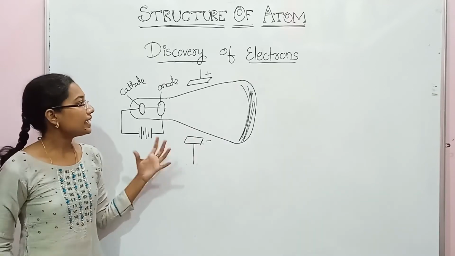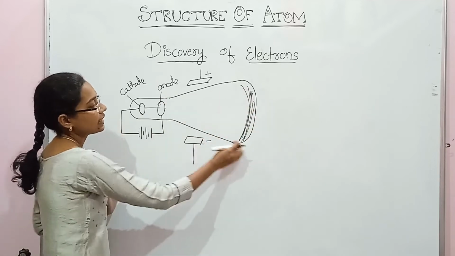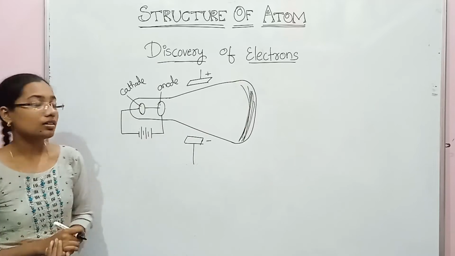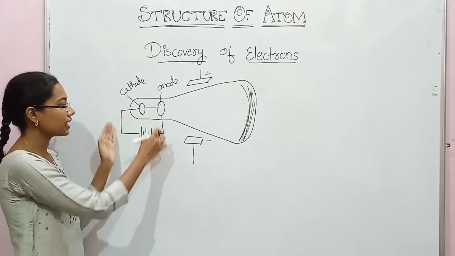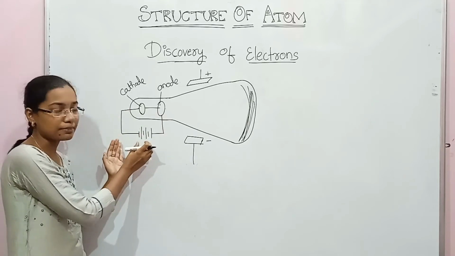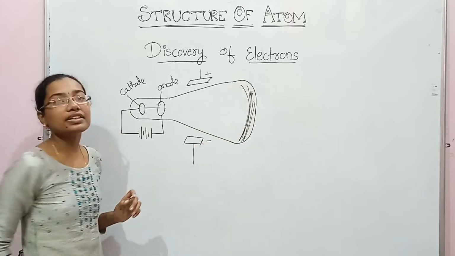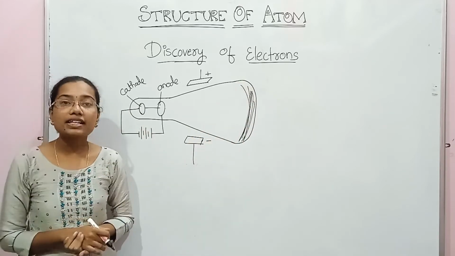Next, he did this experiment. It is also the same kind of glass tube. Here also he took two metal plates, one cathode and one anode, connected to the high voltage supply. Here also he coated the surface with fluorescent material, and now he made some changes.